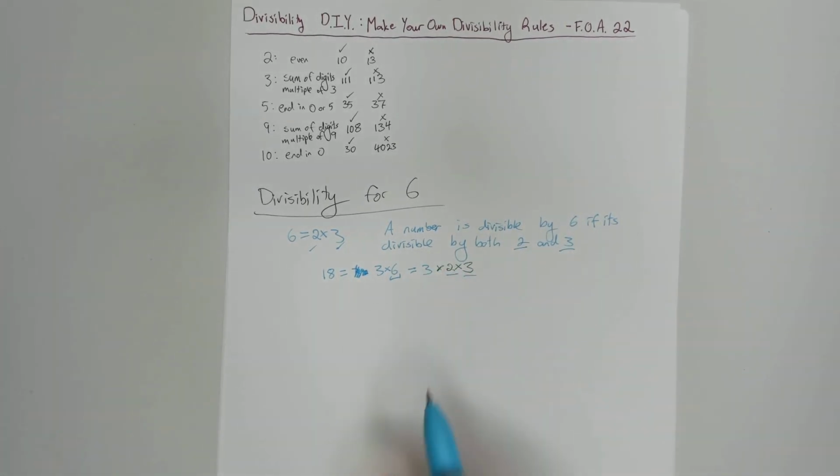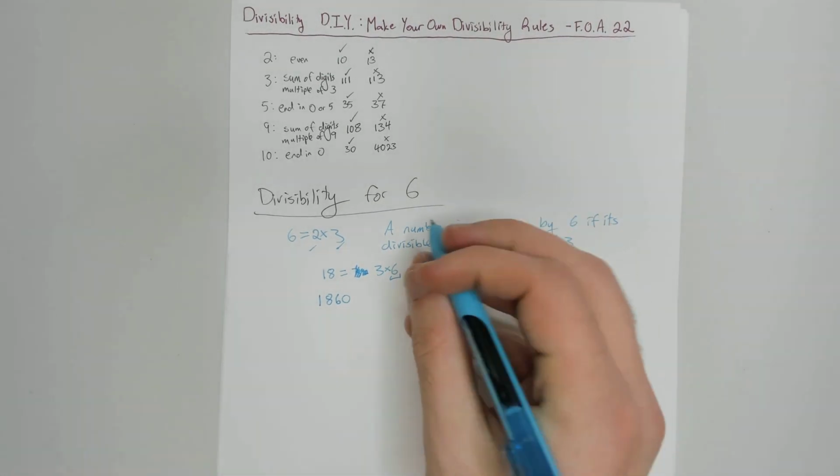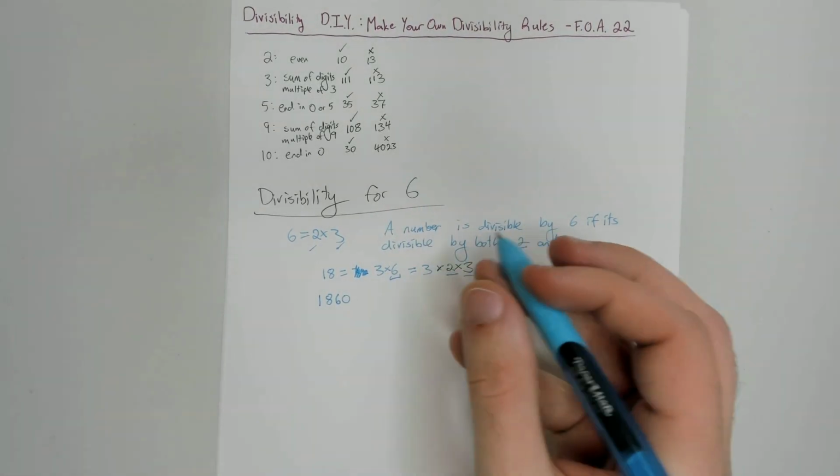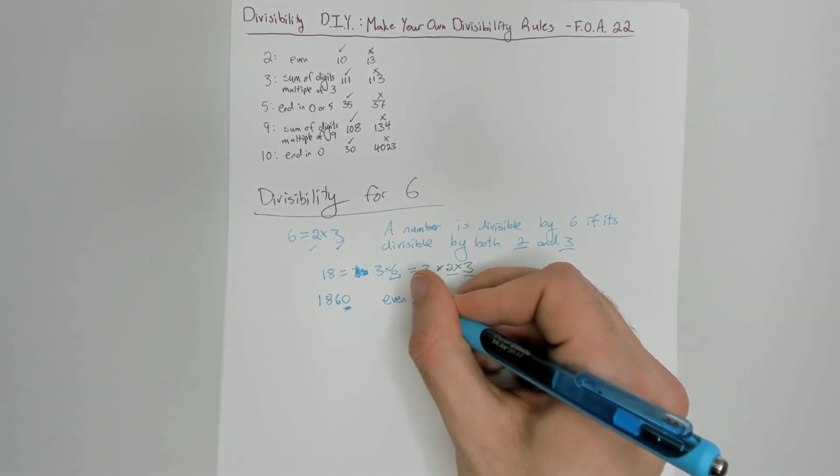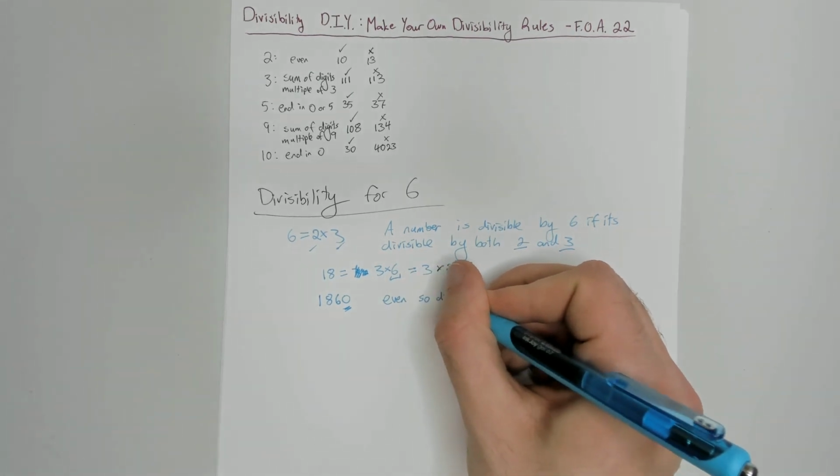So let's do another example. Let's check if 1860 is divisible by 6. Well, all we have to do is check if it's divisible by 2, which it is because it's even. So even, so divisible by 2.